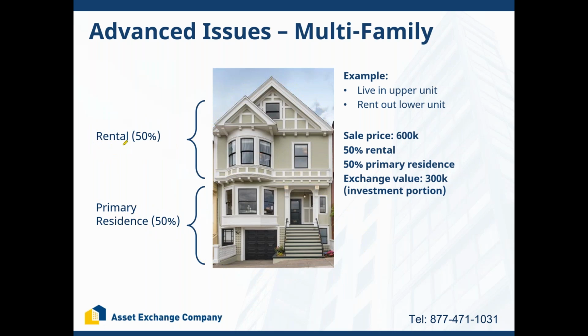And for the real estate agents on the call today, guess what? It doesn't have to necessarily be a rental. You can have an office, right? So maybe 20% of your property is your home office. Well, you sell that home, you've got 80% allocated to the primary residence, and you've got 20% to your home office. You can do a 1031 exchange on that 20%. All right? Very, very, very important stuff.